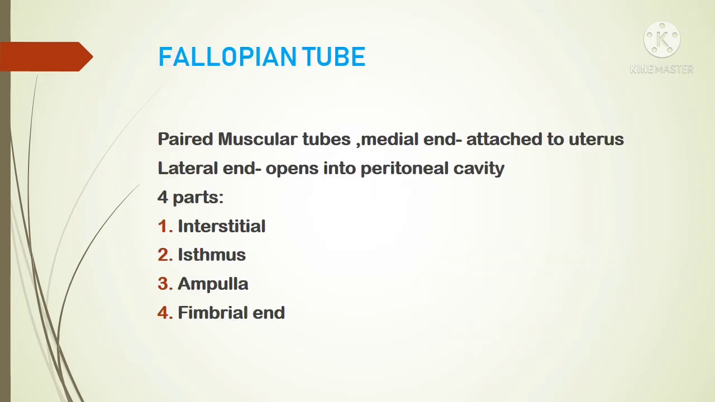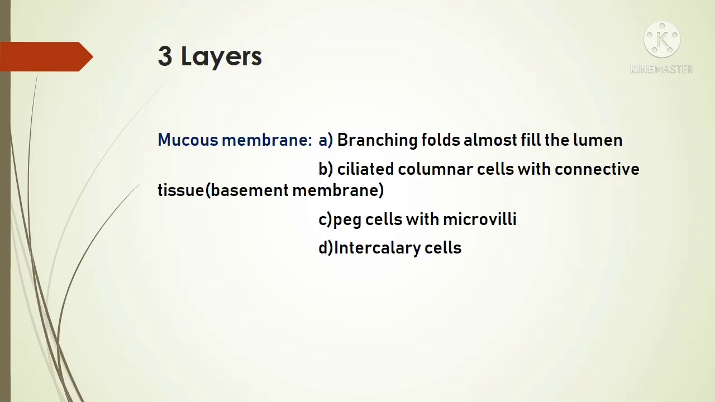Coming to the fallopian tube, it's a paired muscular tube. The medial end is attached to the uterus and the lateral end opens into the peritoneal cavity. It consists of four parts: interstitial, isthmus, ampulla and the fimbrial end. Fertilization takes place at the ampullary region.